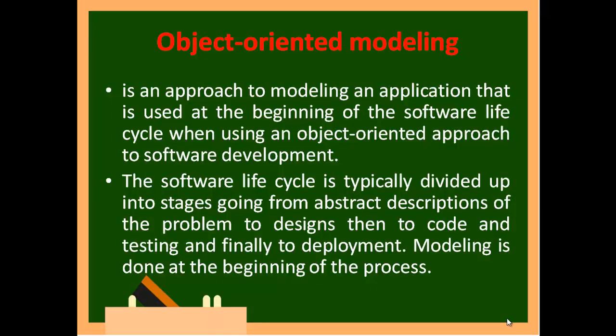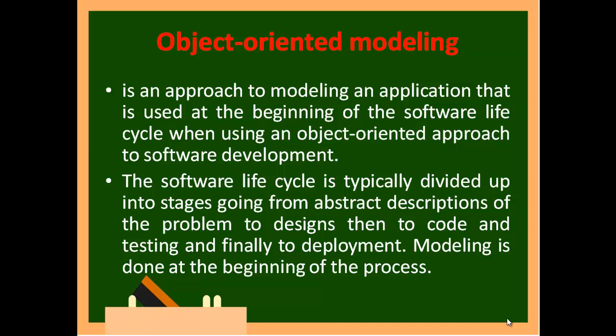And the last one is the object oriented model. We all know what object oriented is. So based upon the object you try to do. It is an approach to model an application that is used at the beginning of the software life cycle. When using an object oriented approach to software development, the software life cycle is typically divided into stages, going from abstract description of the problem to design, then the code, then the testing, and finally the development. Object oriented is based upon each separate thing we try to sit and do.